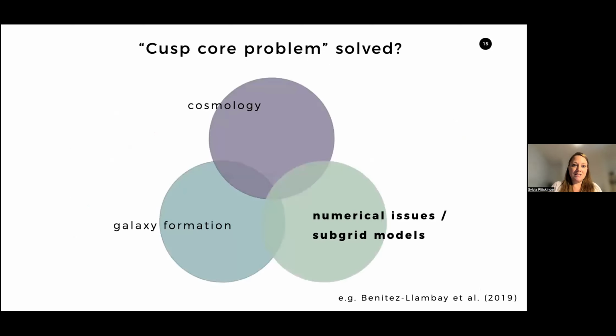The thing is that this has also been regarded as being solved, and this aspect has been claimed to be solved by just choosing different subgrid models or numerical issues. For example, a collaborator of mine, Alejandro Benitez-Llambay, has shown that just by varying some parameter of which density you allow stars to form in a simulation, you can make your dwarf galaxies either have a central cusp or a central core. So this has not so much to do with the physical issues at play, but is just something that is numerically defined. If you choose a given star formation density threshold, then you might end up with either cusps or cores in dwarf galaxies.